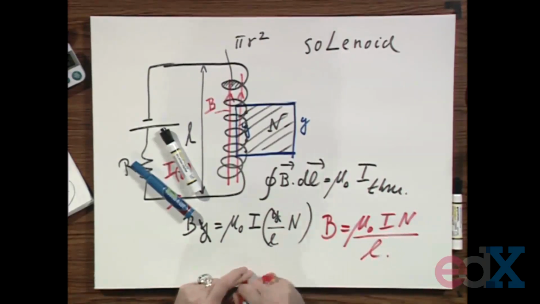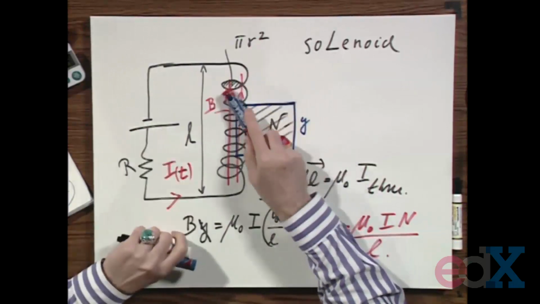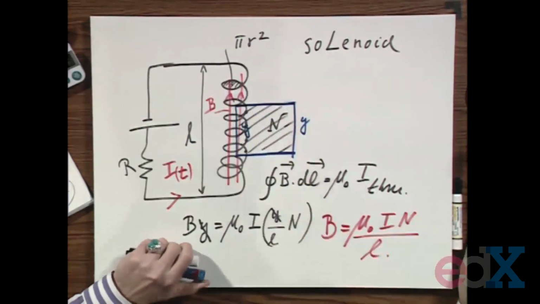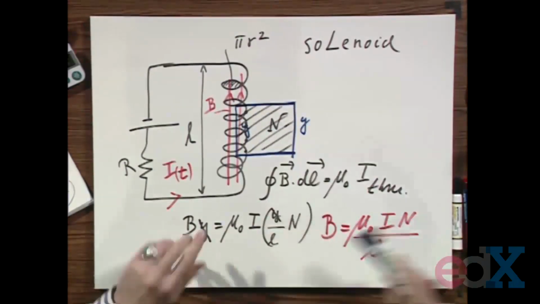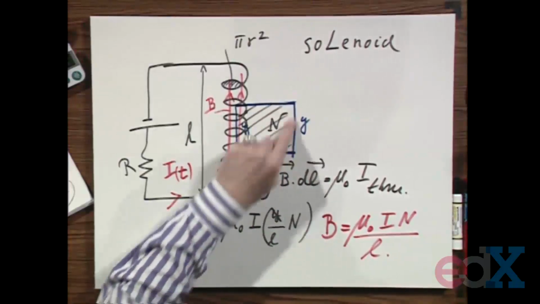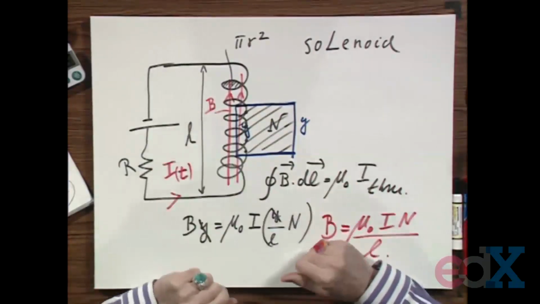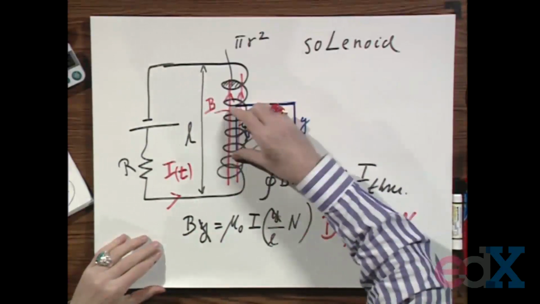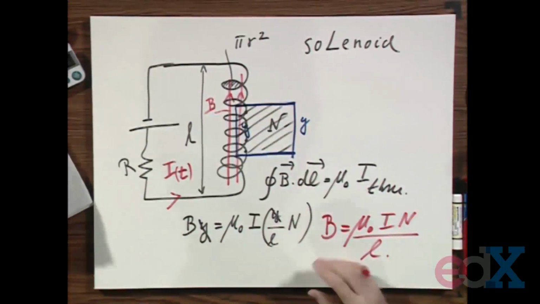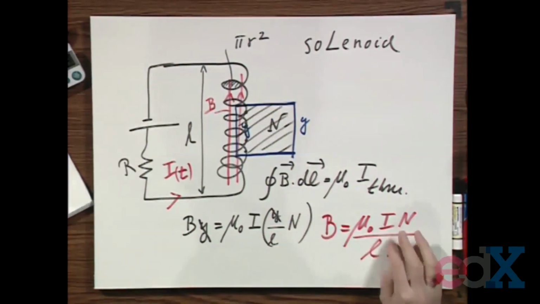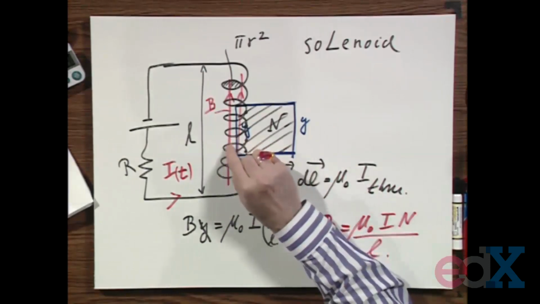And notice it's independent of the cross-sectional area of the solenoid, little r, and it is also independent of y. It better be independent of y, because Maxwell couldn't care less about how long you choose this. So far so good. We now have the magnetic field inside the solenoid.